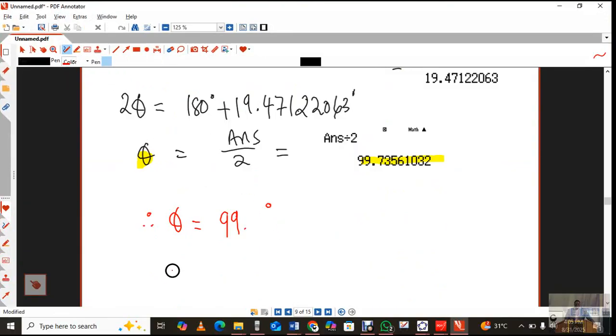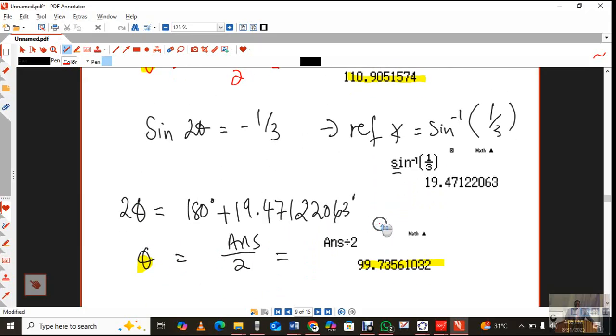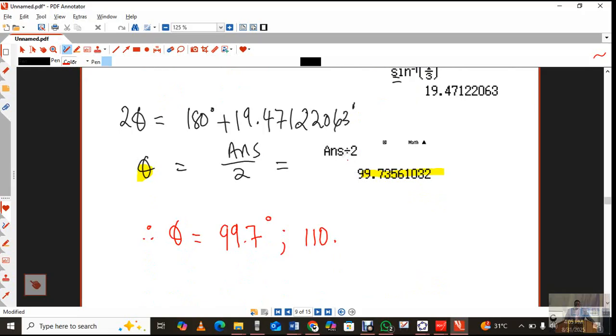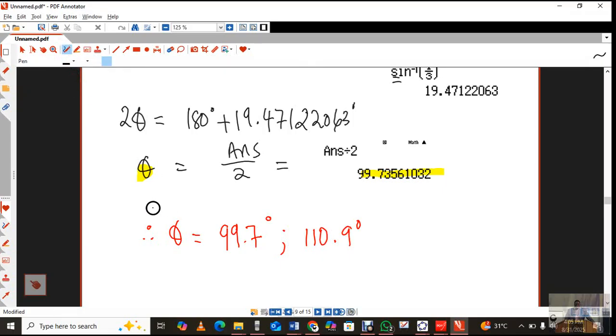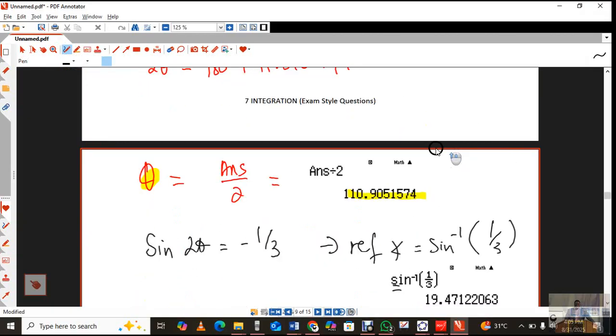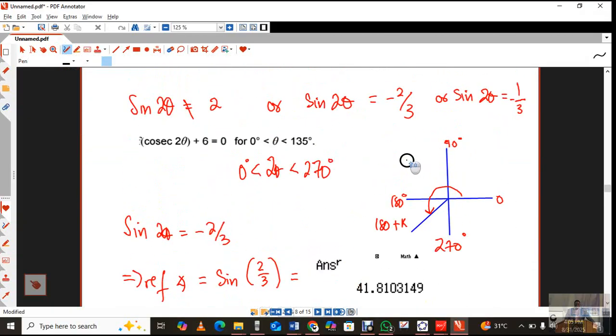Anyway, 99.7, that is to 1 decimal place, and the other one is 110 point, let's see what it was, 110.9 over there, so 110.9 it is. All right, so this is our solution. Our domain was between 0 and 135. It's within our domain, and that is the solution to that.